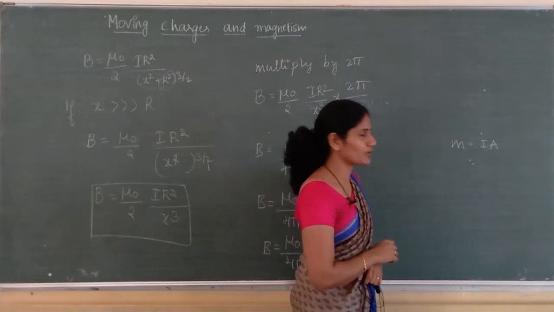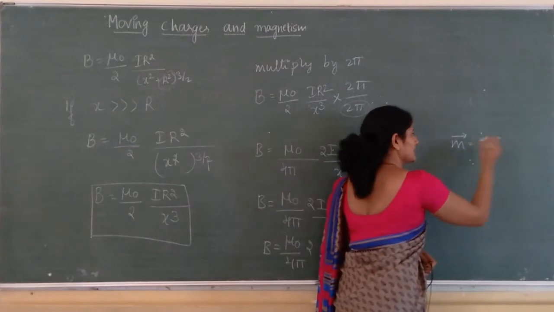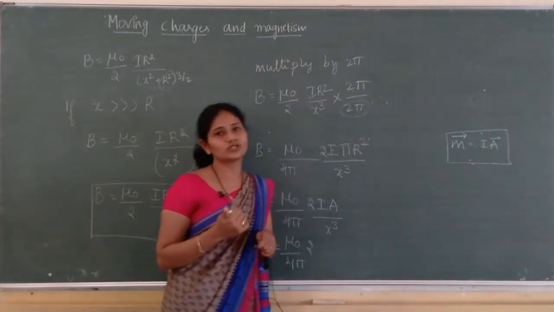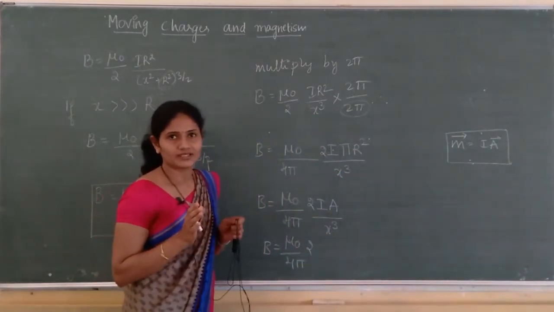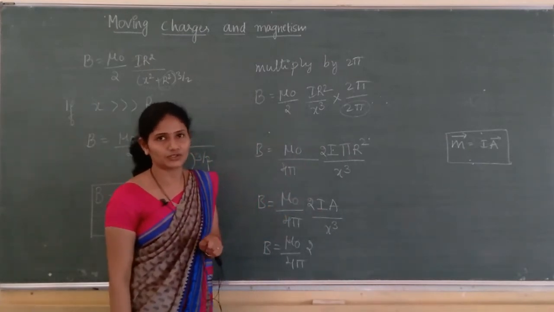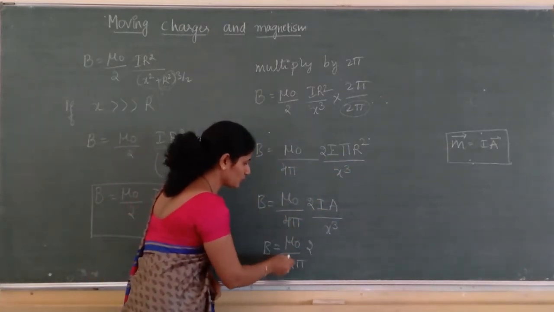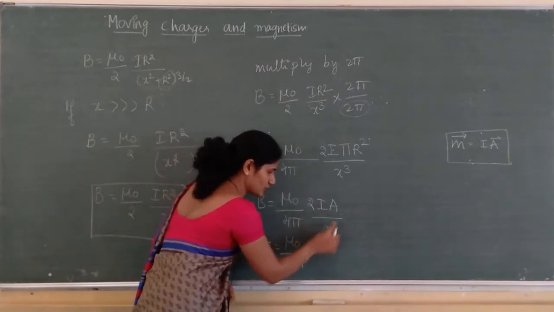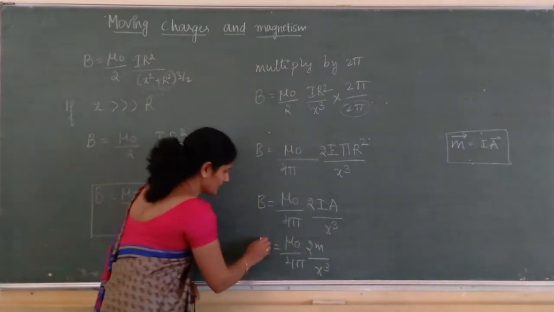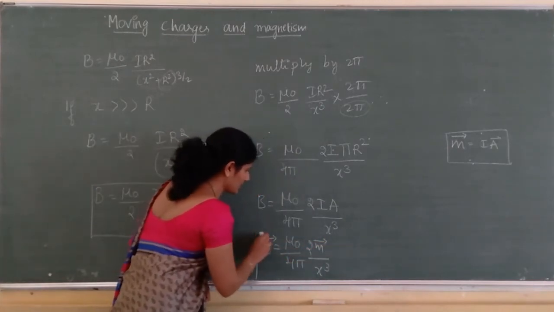Magnetic moment M is the product of current and area vector. So, M vector is equal to I into A vector, and A vector is always perpendicular to the plane. Therefore, magnetic moment is also perpendicular to the plane. So, I into A is nothing but M. So, B is equal to mu naught by 4 pi 2 M divided by x cube. In vector form, B vector is equal to mu naught by 4 pi 2 into M vector divided by x cube.